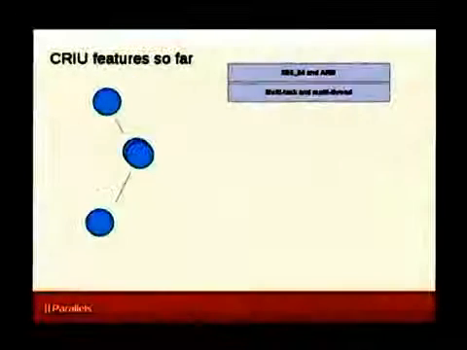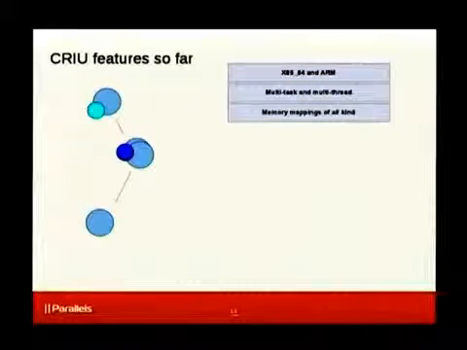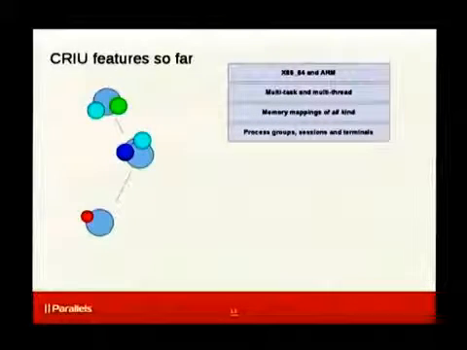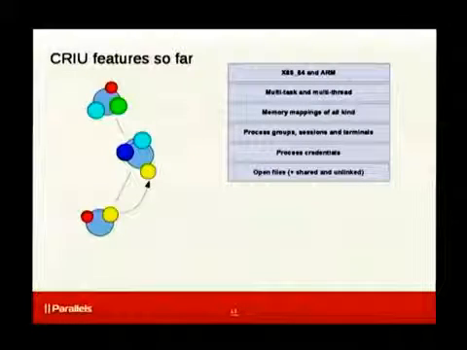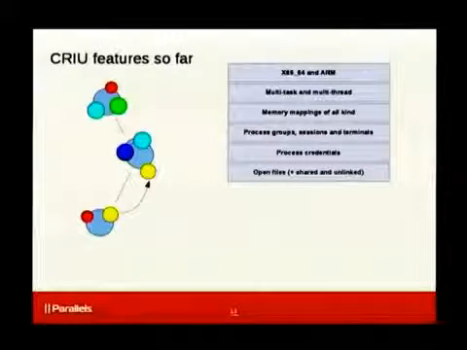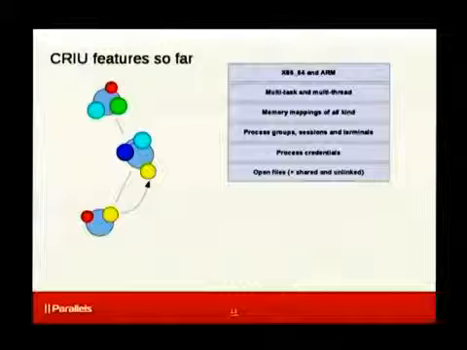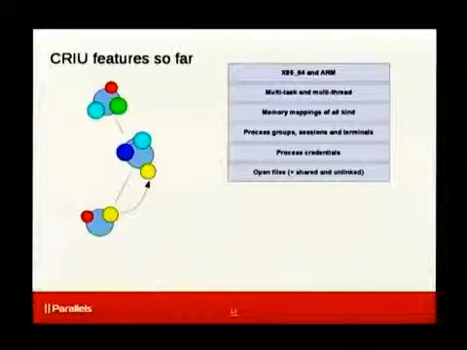It works on x86 64-bit platform and ARM. It supports arbitrary process tree with threads. It supports memory mapping of all kinds: shared, private, file mappings, anonymous mappings. It supports process groups, sessions, and terminals, so you can dump, for example, a screen with tasks hanging around. It supports process credentials. It supports open files, including files that are shared between processes or that were opened and then unlinked. It was quite a typical scenario for various daemons.